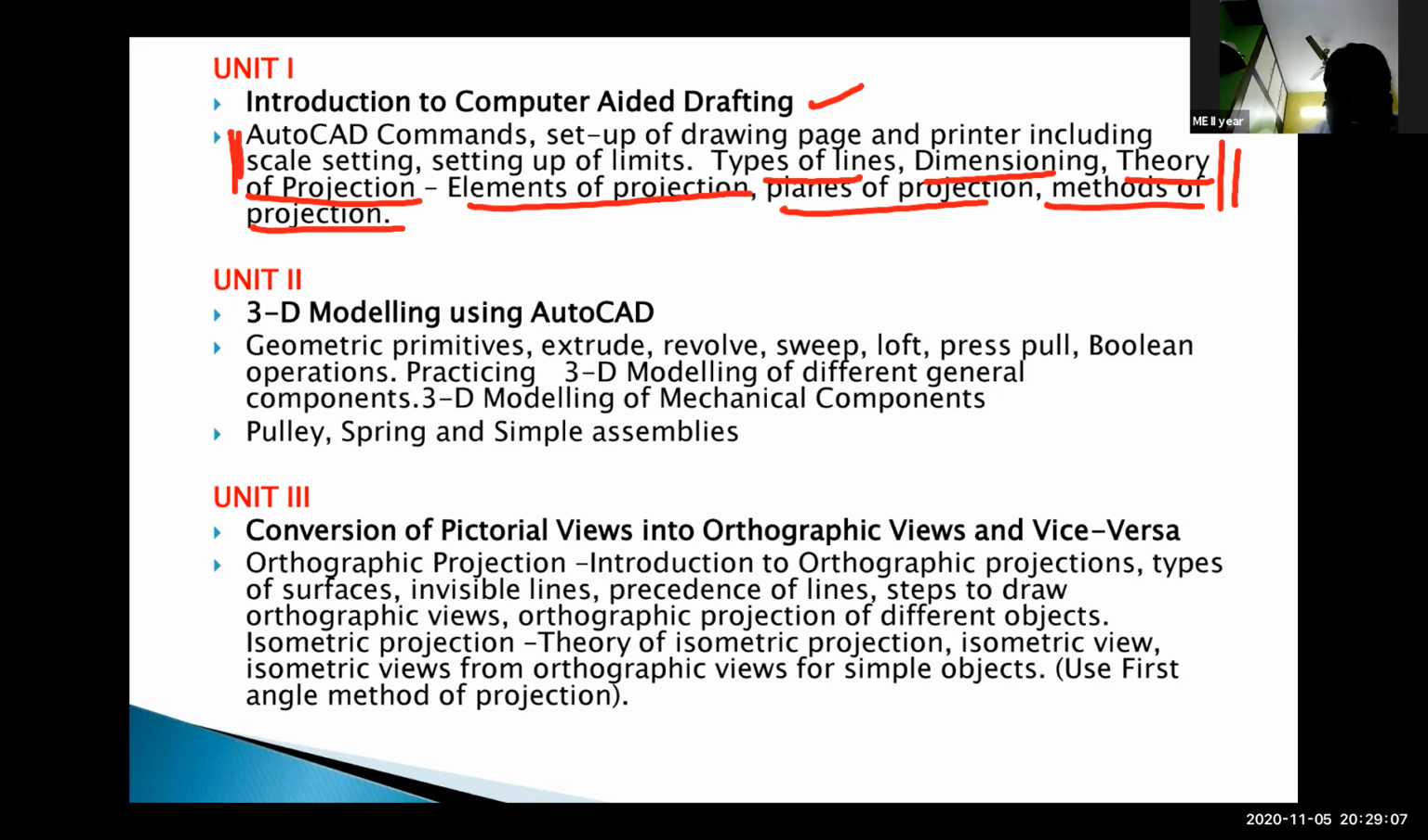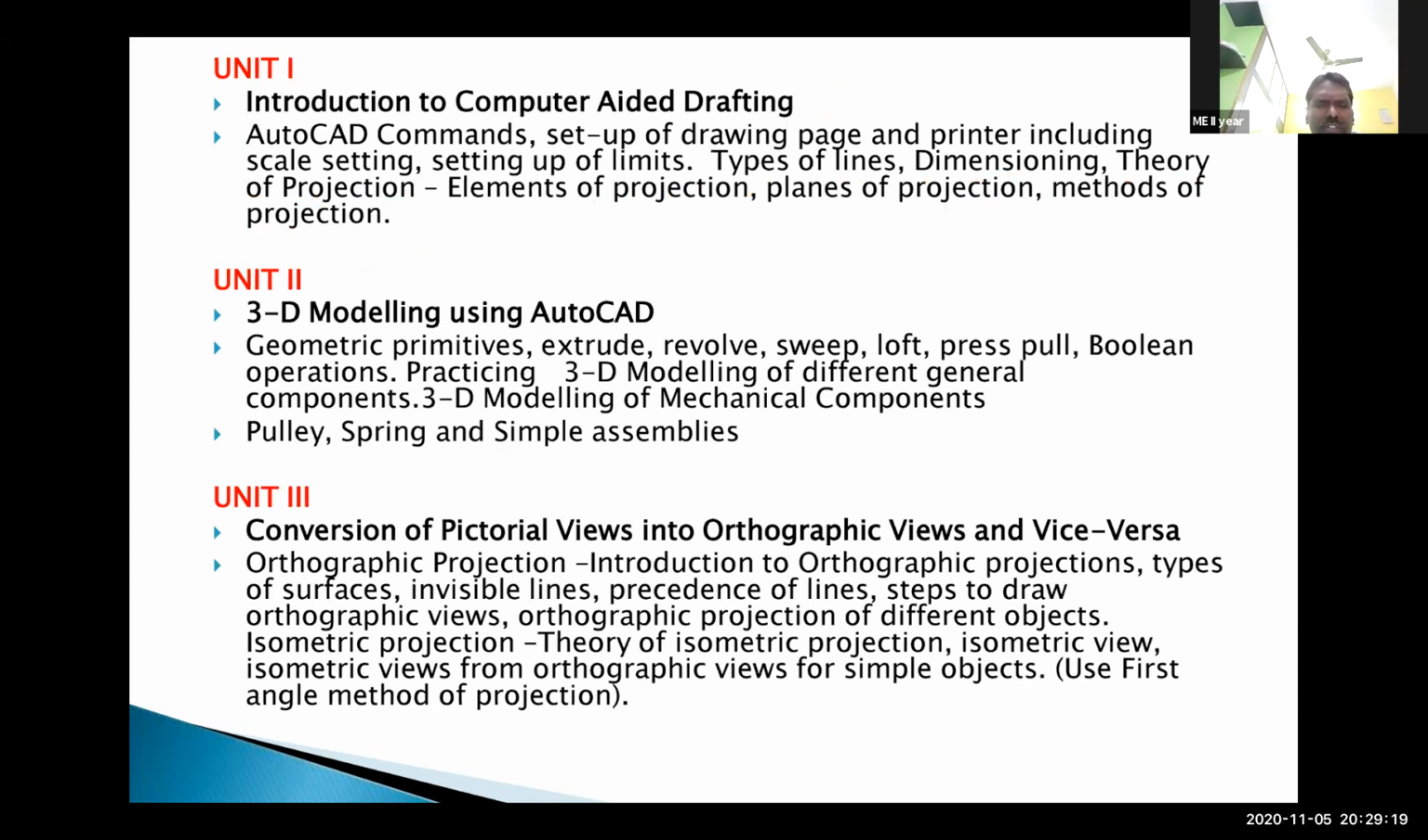Here we have to go for 2D drawings, two-dimensional drawing. After completion of the two-dimensional drawings, we have to go for 3D modeling. As a part of Unit 2, we have to study 3D modeling using AutoCAD. Here various commands are there. With the help of those commands, we have to generate various 3D model objects as well as mechanical components like a pulley, a spring, and simple assemblies with the help of AutoCAD.